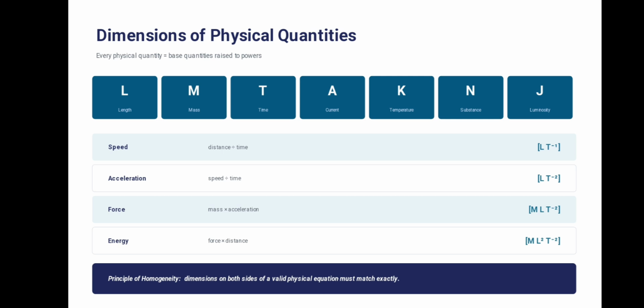Let me be precise here. Length is represented by L, mass by M, time by T, electric current by A, temperature by K, theta is also used, amount of substance by N, and luminous intensity by J. For example, speed is distance divided by time, so its dimensional formula is L T to the power of minus 1. Force is mass times acceleration, and acceleration is length divided by time squared. So force has the dimensional formula M L T to the power of minus 2.